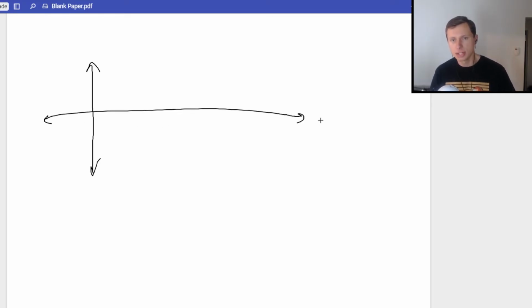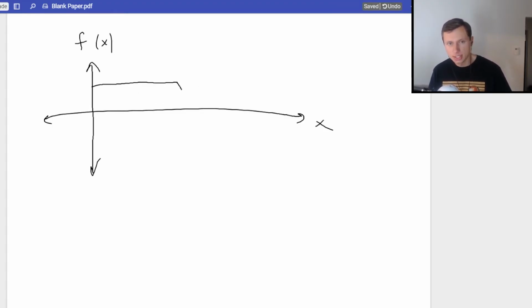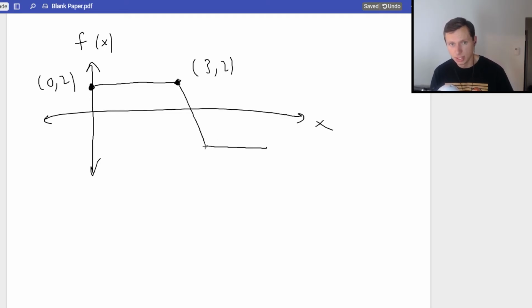So I have another set of coordinate axes here, x and f of x, just like this. I have the following shape. I'm going to draw it. Okay, it looks like this. Now, instead of giving you the x values where stuff is happening, I'm just going to give you the coordinate points. Over here, all the way on the left, is the point 0, 2. At this elbow right here, that's the point 3, 2. Down here, at that point, that's the point 5, negative 2. And then at the very end, I'm going to give you the point 7, negative 2.